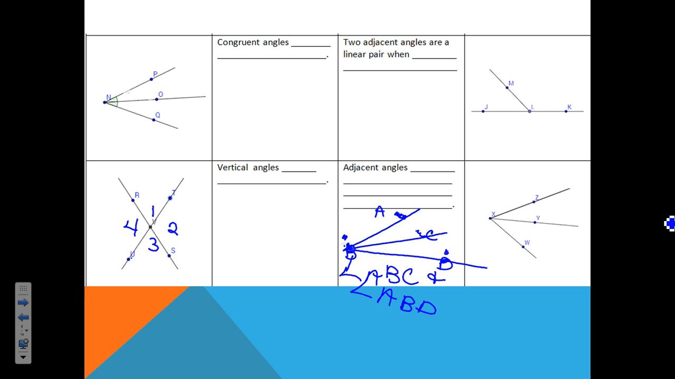And Emmanuel, can you give me the other pair of vertical angles? TU is a ray, right? And RS is a ray or line. So if angles 4 and 2 are vertical angles, what's my other pair of vertical angles? Angles 1 and 3. Okay, everybody good?